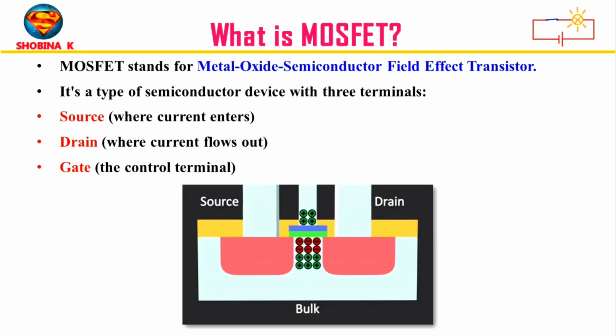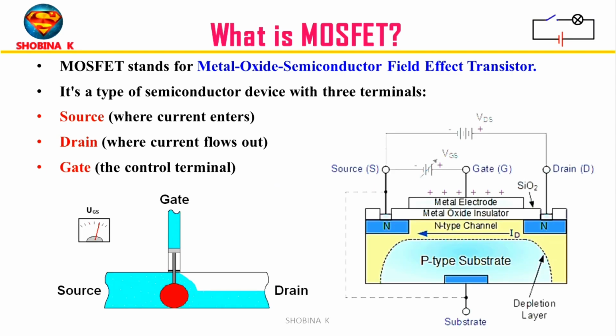Source, this is where the current flows into the MOSFET. It is the terminal from which the current enters the device. Drain, this is where the current flows out of the MOSFET. It's the terminal through which the current leaves the device. Gate, this is the control terminal. By applying a voltage to gate, you can control the current flow between drain and source.